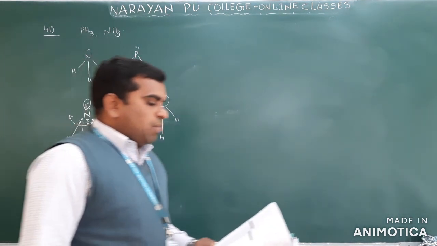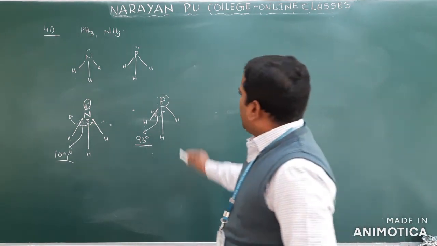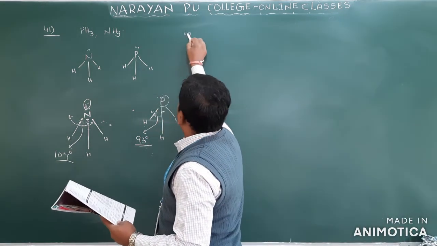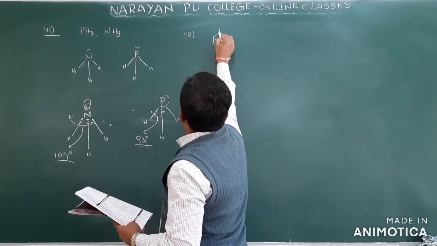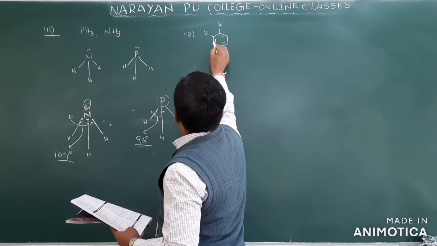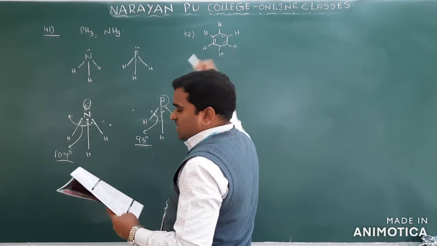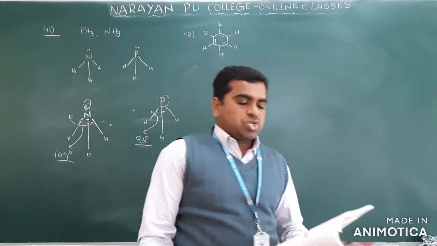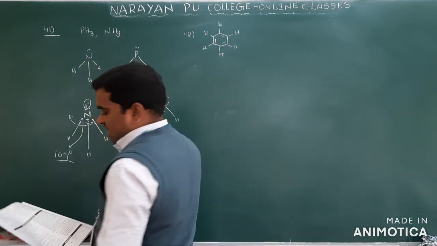The ratio of sigma bonds and pi bonds in benzene: you write the benzene structure, calculate how many sigma bonds and how many pi bonds are there, and take the sigma bond divided by pi bond ratio. You will get the answer. Clear here? So calculate that.